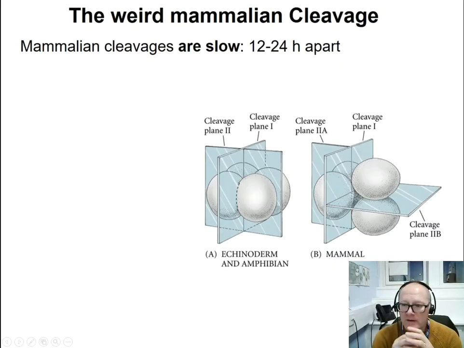We want to have a look specifically in terms of how different the mammalian cleavage is compared to other vertebrates. First of all, mammalian cleavage tends to be very slow. So the cell divisions are very slow, and it takes 12 to 24 hours for one cell division to occur. And this is not always the case. In other vertebrates, this is not the case. It tends to be much quicker.